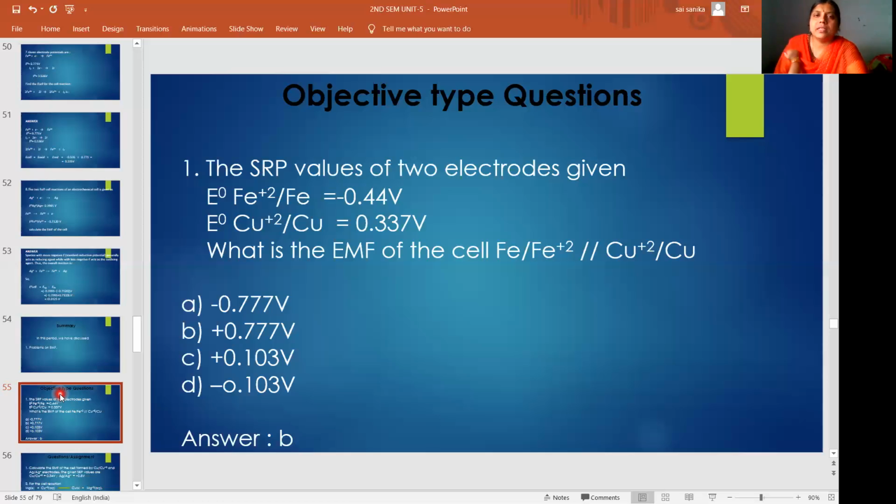So here copper minus iron. What is the value for copper? 0.337 minus of minus 0.44. So what is the answer? D, plus 0.777 volts is the answer. So the answer is D.